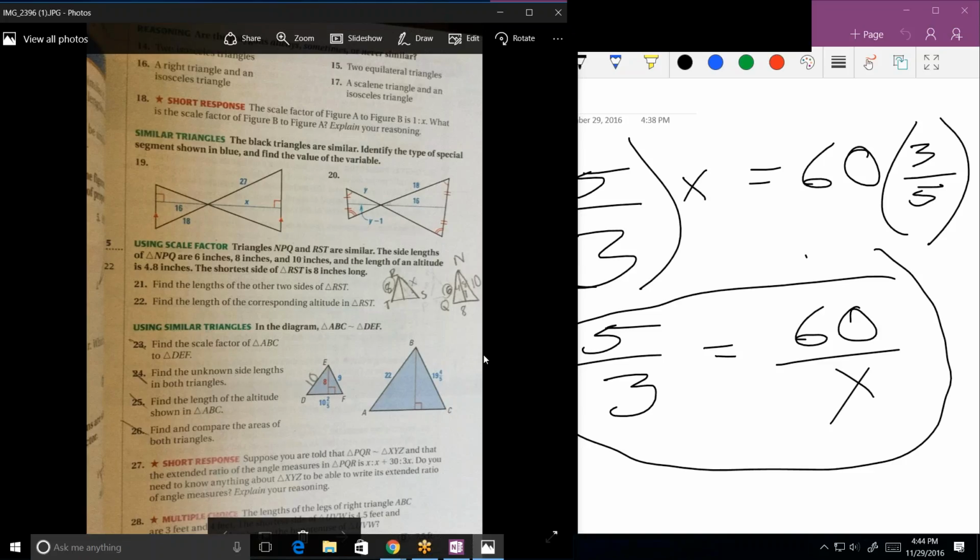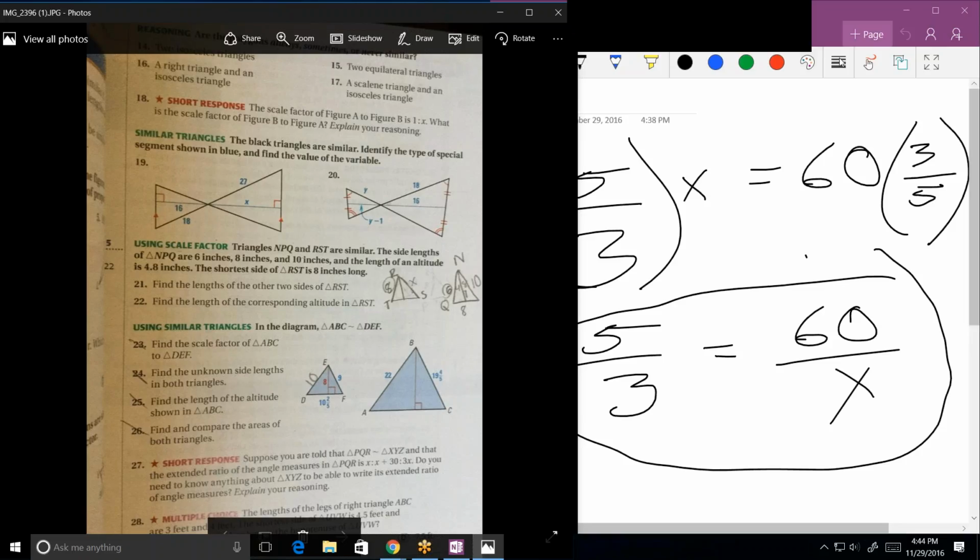Okay. So let's look at 19. The black triangles are similar. Identify the type of special segment shown in blue and find the value of the variable. So the segment shown in blue is what? What's that called? Look. Yeah, the blue. That's called the altitude. That's the altitude, exactly. Both of them are altitudes. Altitudes being from a vertex perpendicularly to the opposite side. That's all an altitude is.